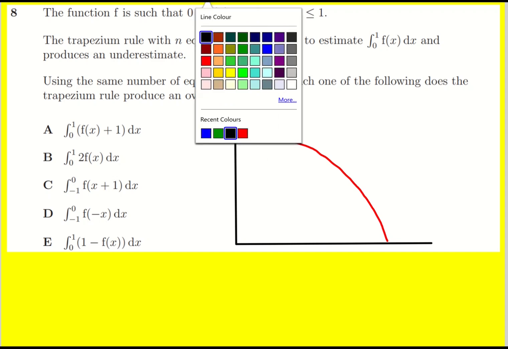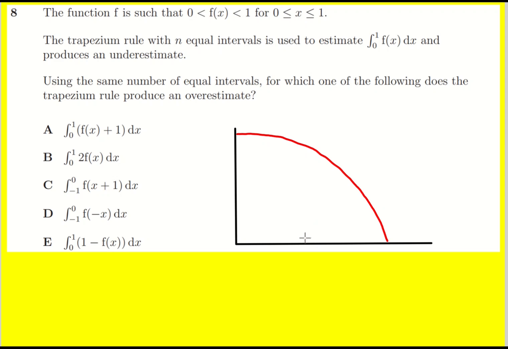And then I could split it into some trapezia. So maybe I'm just going to go with 4 trapezia. Okay, I know it's n in general, but this still demonstrates what's going on. They should be equal. It might not be perfect on my sketch.